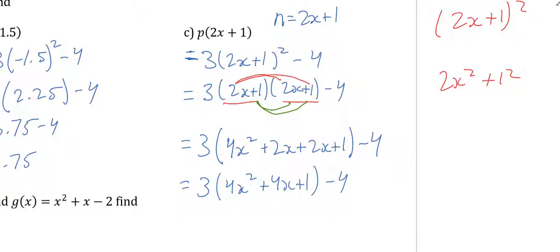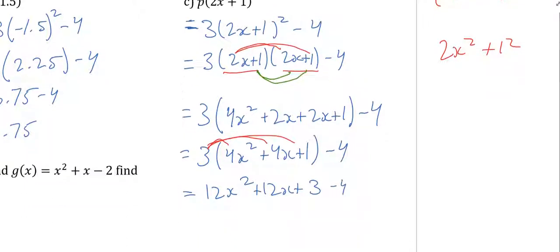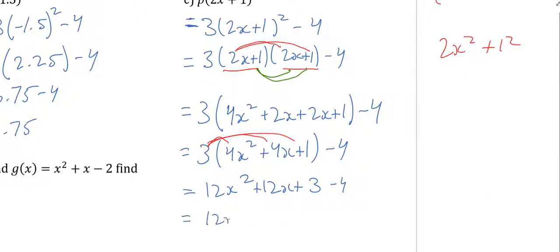Distribute the 3 into the bracket. Remember this, 3 times each one of those things. So I got 12x squared plus 12x plus 3 minus 4. And that works out to 12x squared plus 12x minus 1. Just like that. Any questions about that?